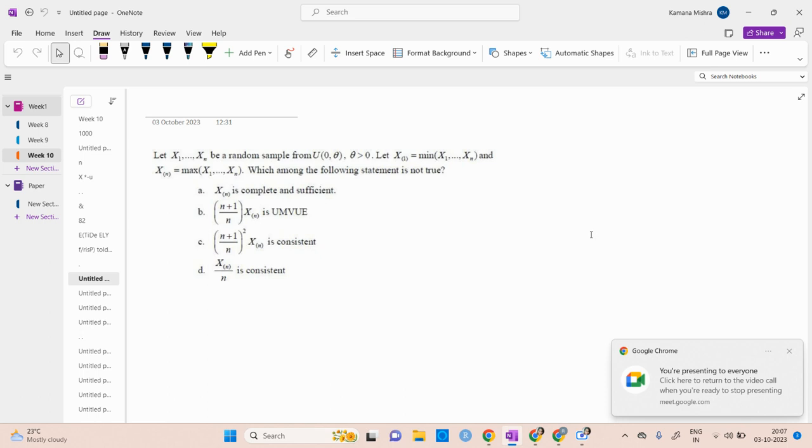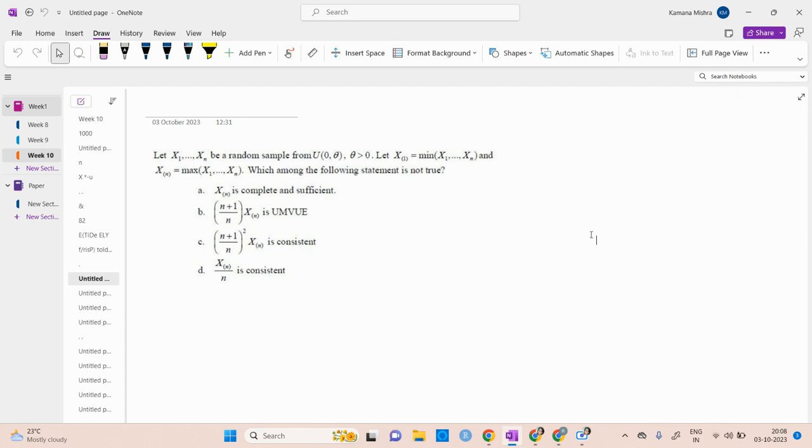Okay, so we will just do this question, and then we will continue the questions in the next class, I think. What is given here is that, firstly, we need to know the UMVUE. For that, we will check complete and sufficient, and then the consistent one we can check firstly. So, which of the following statements is not true? We can check the consistency firstly.